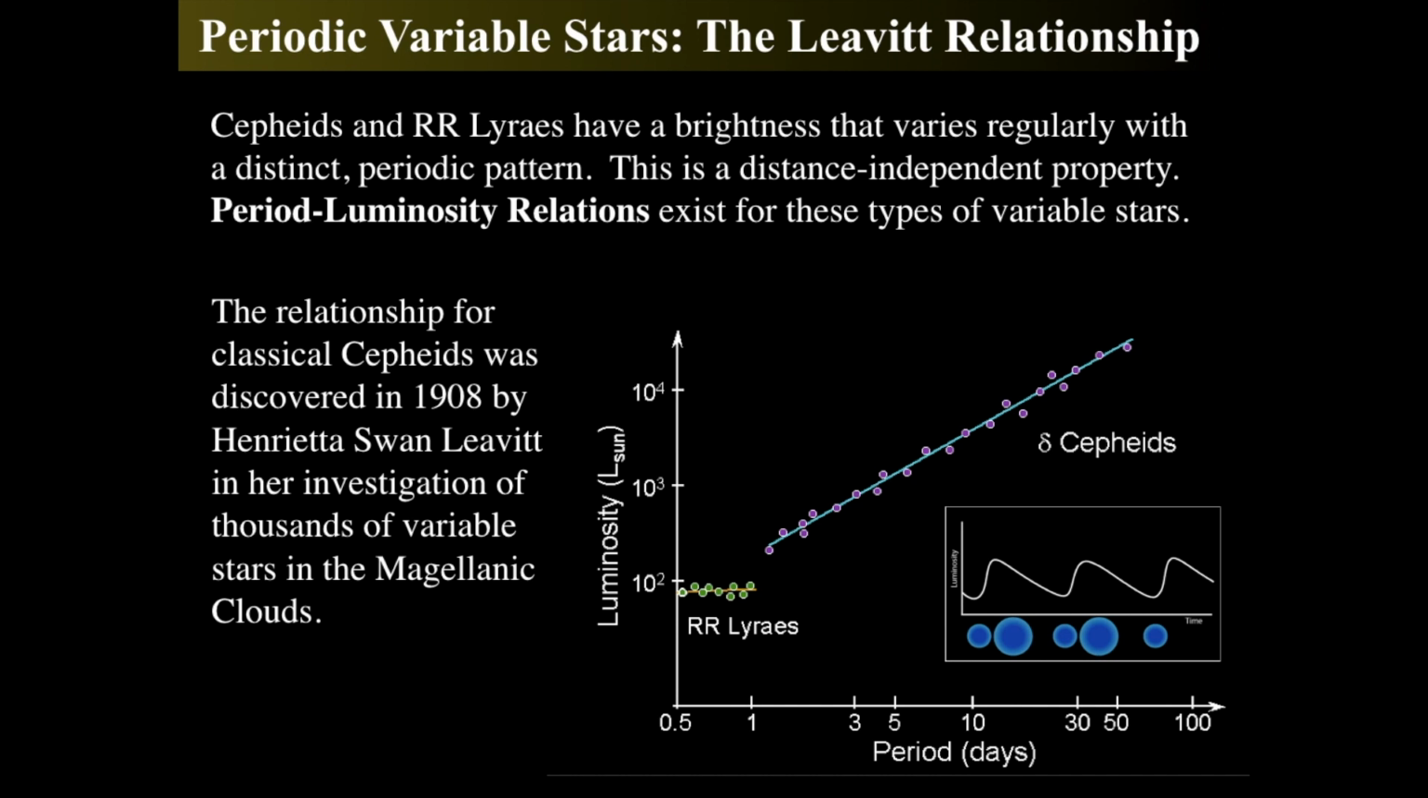The Cepheids and RR Lyraes do have a brightness that varies regularly with a distinct pattern. And so with Delta Cepheids and RR Lyraes, she discovered the period was directly related to the brightness, and that was her discovery in 1908 and worked on through 1912. This was what she was working on when she was studying the Magellanic Clouds to find their distance, because she found these variable stars inside the Magellanic Clouds while she was trying to find their distance.